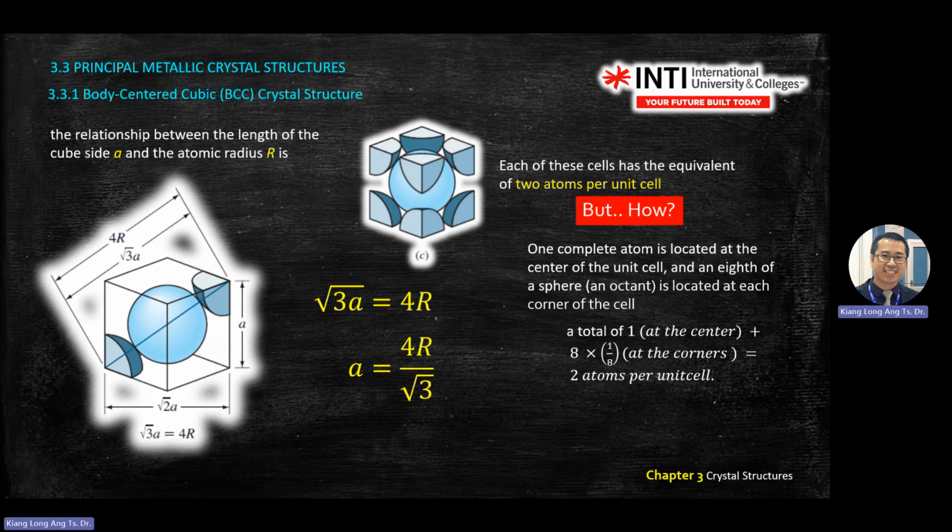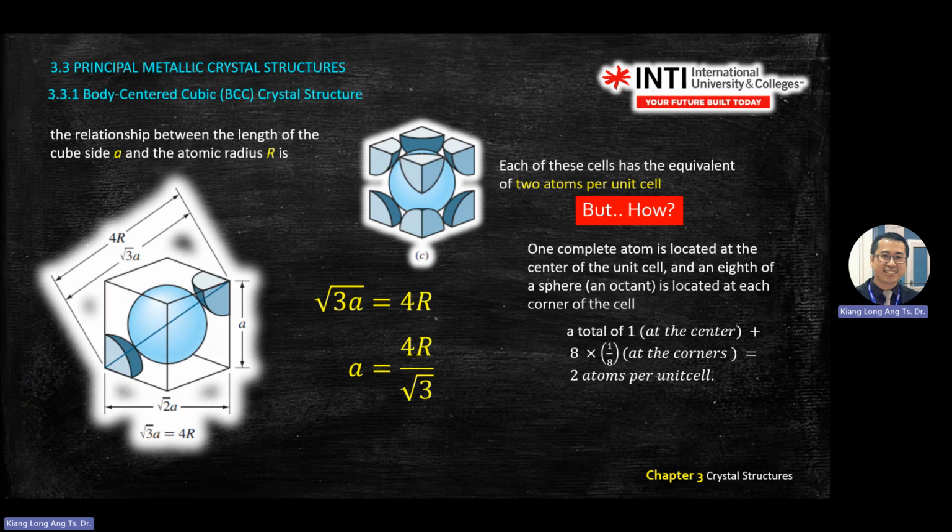After you analyze the cube, you put in the sphere. This one has a full sphere. This one has half sphere, half sphere. This one is how many R? 1 R. How many R? 4R. So 4R equals the blue line. 4R equals the square root of 3a.